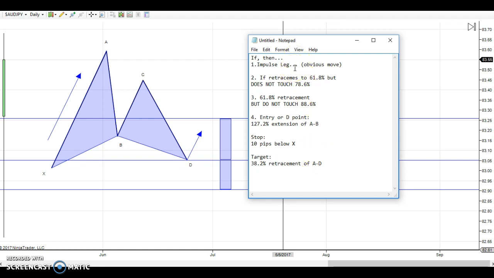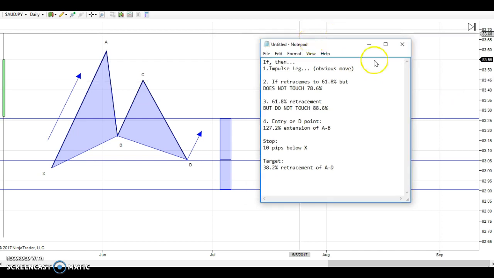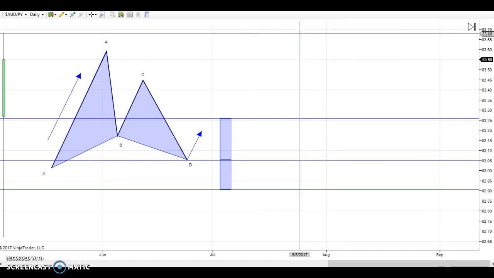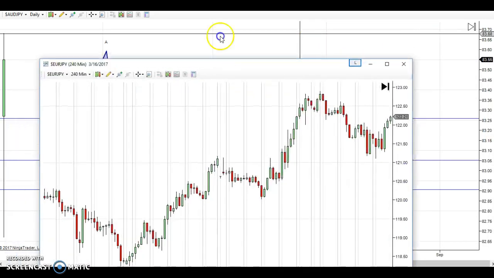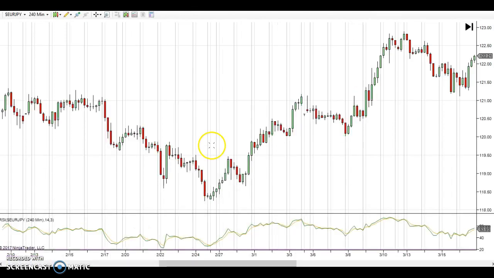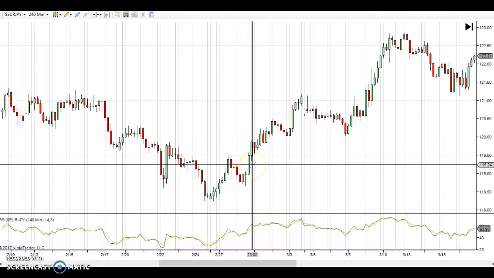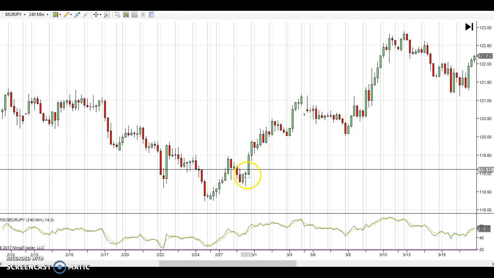Anyways, so let's go look at one of these in the actual market. Let me pull over the Euro and Japanese yen chart. This is the 4-hour chart. And let's see if we can find something. So we see the market has a nice move up, it comes back down here, it comes up and then retraces back down. And this looks like a pretty smooth impulse leg.